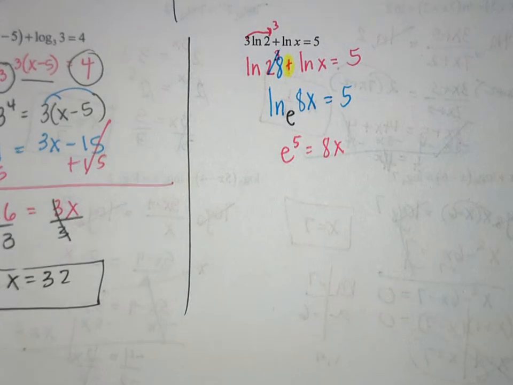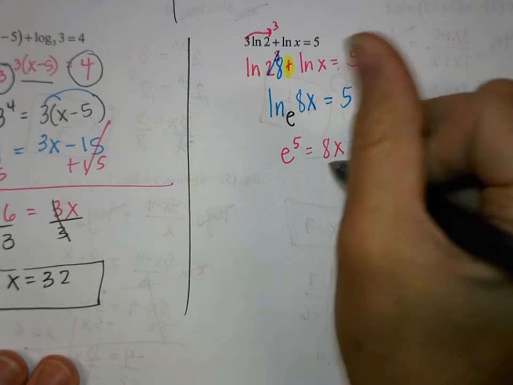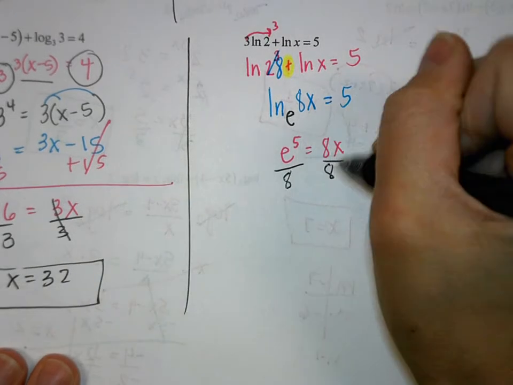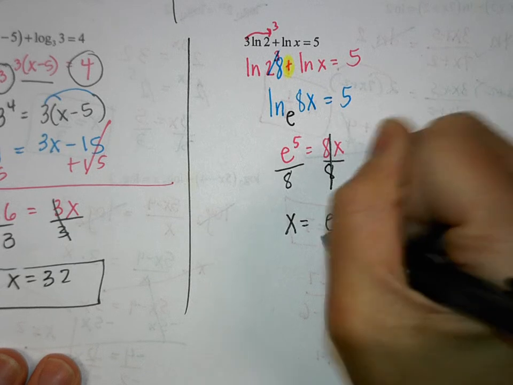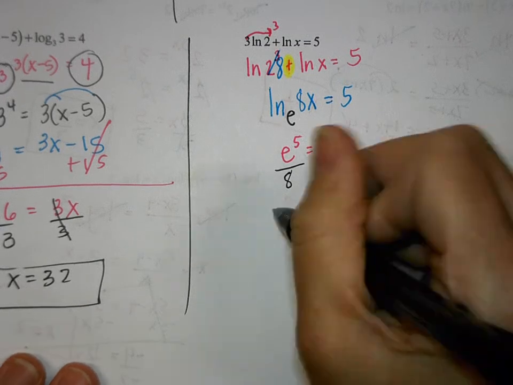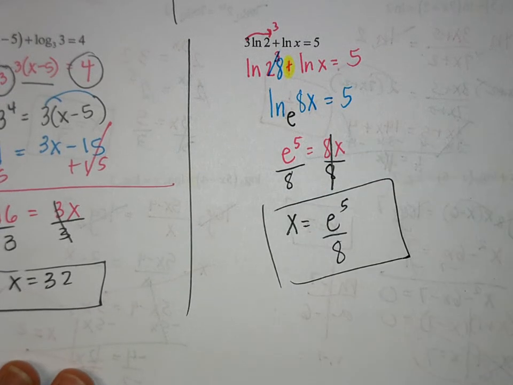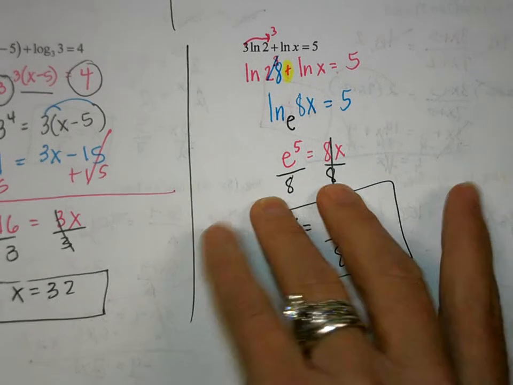Is x by itself? Nope. So what's my next step? Very good. x equals e to the 5th over 8. I don't have any negative exponents. I don't have any roots in the denominator. This is my answer. Any questions? Okay, we're going to go ahead and move on.